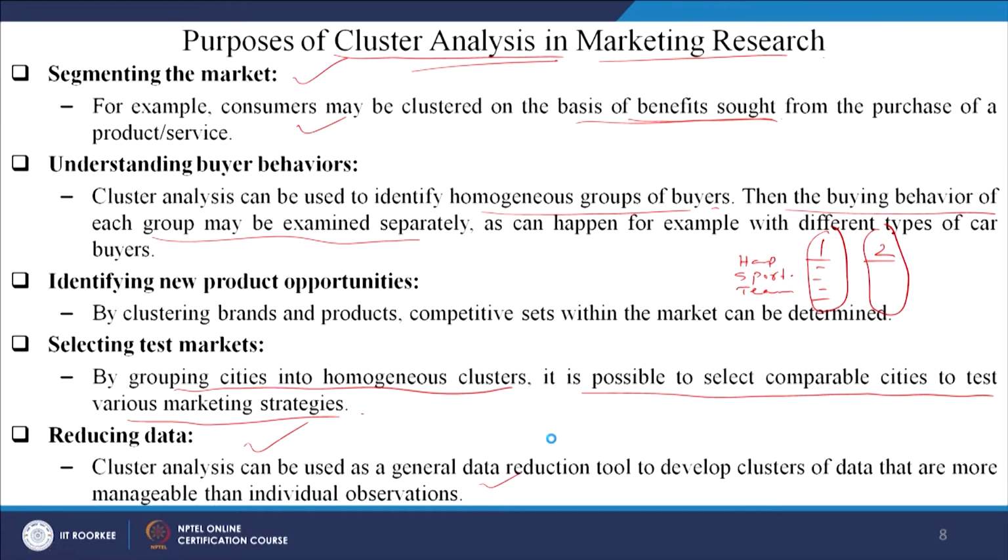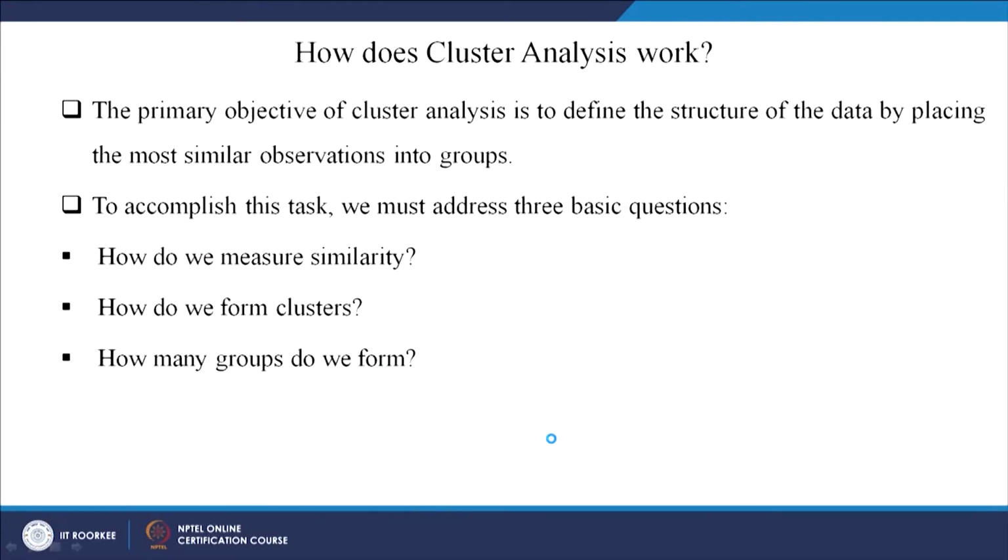Okay. Finally, reducing data, for example, as you are doing in factor analysis, you can do it in cluster analysis too. How does it work? That is most important. The primary objective is to define the structure of the data by placing the most similar observations into groups, right. So it is a matter of similarity or dissimilarity, right. So how similar these observations are. To accomplish this task, we should know how do we measure similarity, how do you form clusters and how many groups should you form, right. So how many clusters, how do we measure the similarity and how do we then understand each cluster, okay.